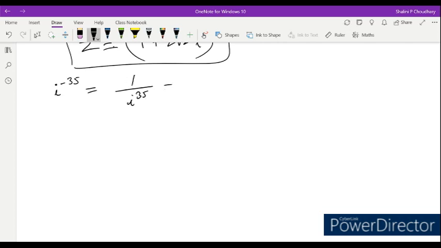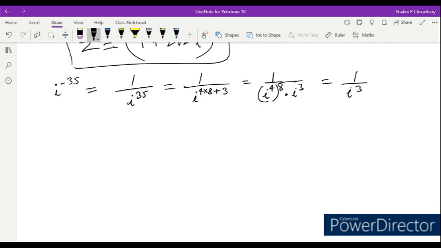So i का power 35 will be equal to 1 upon i, 4, i to the power 4 into something, so 4 into 8, that will be 32 and plus 3. It means किसी भी चीज का power, if i to the power 8 का power 4 है या फिर i to the power 4 का power 8 है, so i to the power 4 is 1 and उसका power 1 का power 8 will be 1 only, okay, and i to the power 3, it means it will be 1 upon i to the power 3.